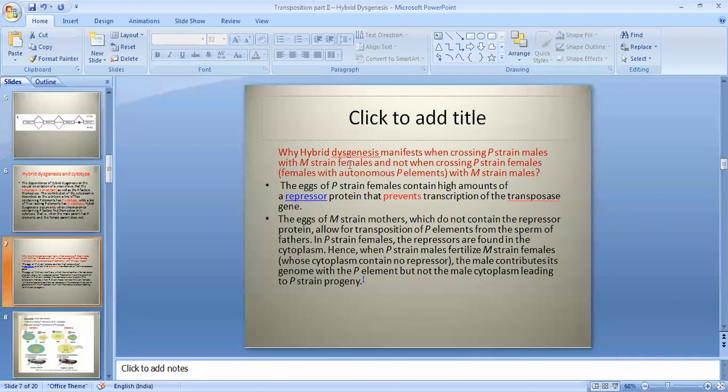Here I have put one question again. Why does hybrid dysgenesis manifest when crossing P-strain males with M-strain females, and not when crossing P-strain females with M-strain males? Okay, so try to get this question. Before that, let me jump this slide for the moment.